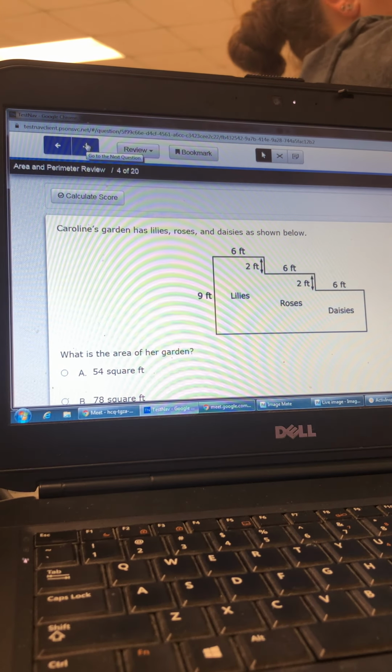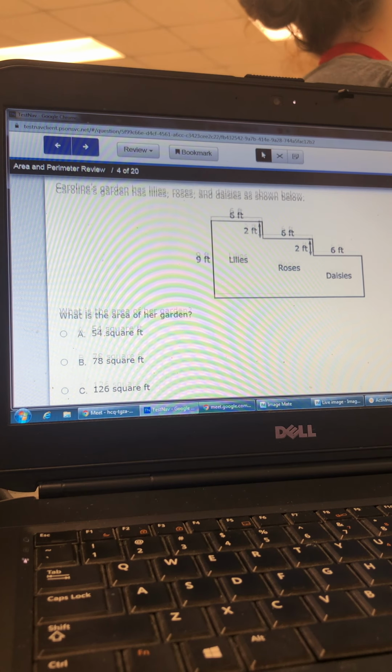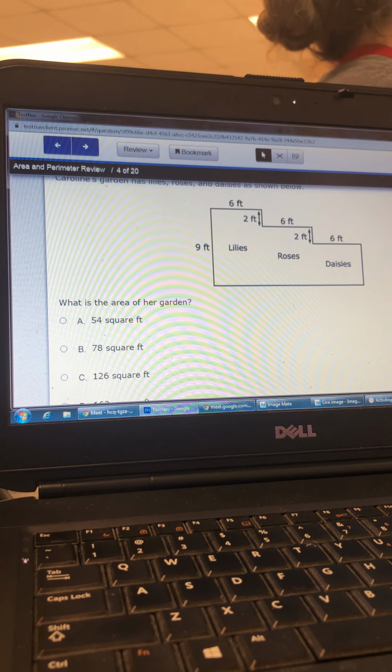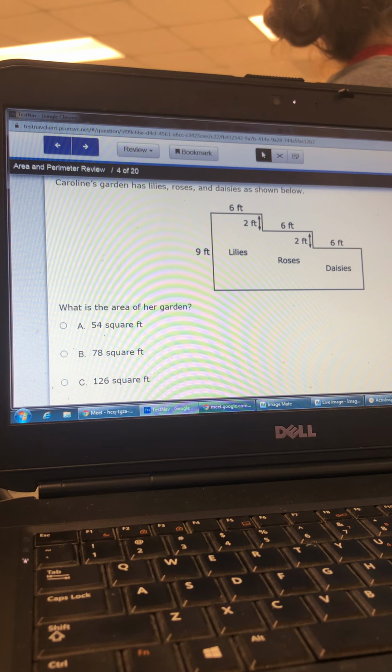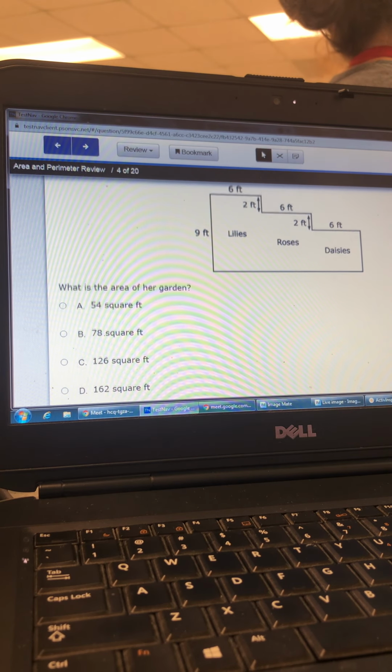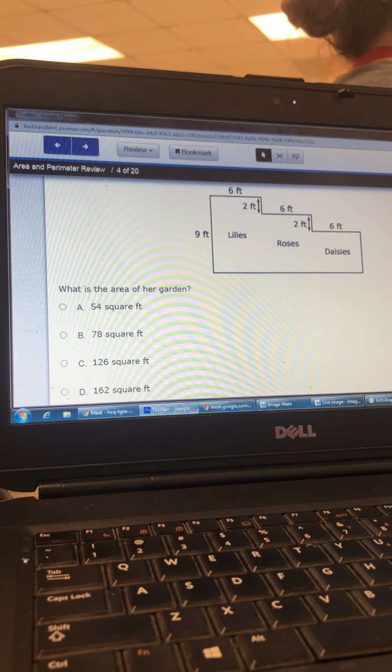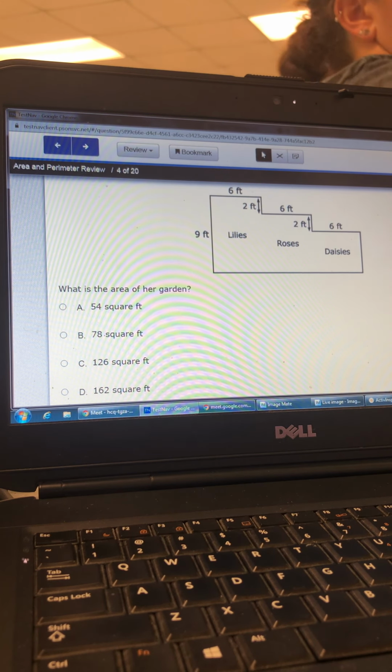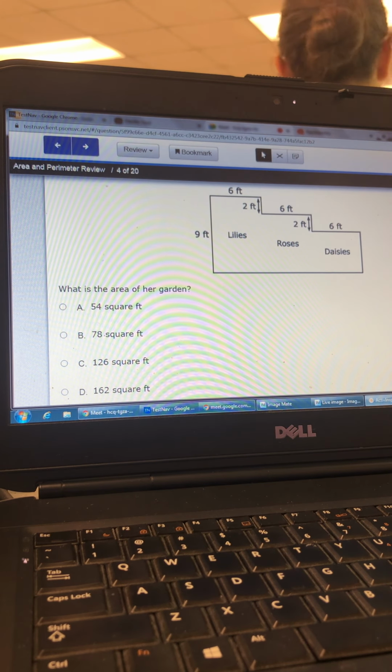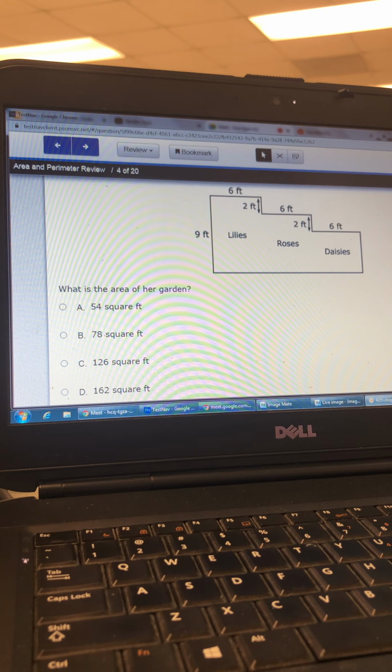All right. Very excited. It says Caroline's garden has lilies, roses, and daisies as shown below. It says, what is the area of her garden? What is the area of her garden? You want to work this one.